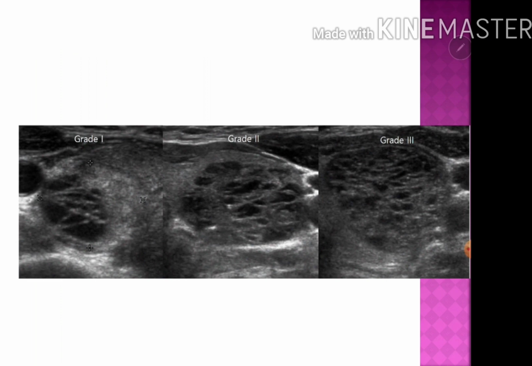The ultrasound finding is important to differentiate whether the nodule is benign or malignant from its characteristics. Like in this picture, we can see that this is the nodule. It is isoechoic or hyperechoic. There is microcalcification, and there is a cystic lesion. These are cystic lesions inside the nodule. This is another type of nodule, and this is another type of nodule.